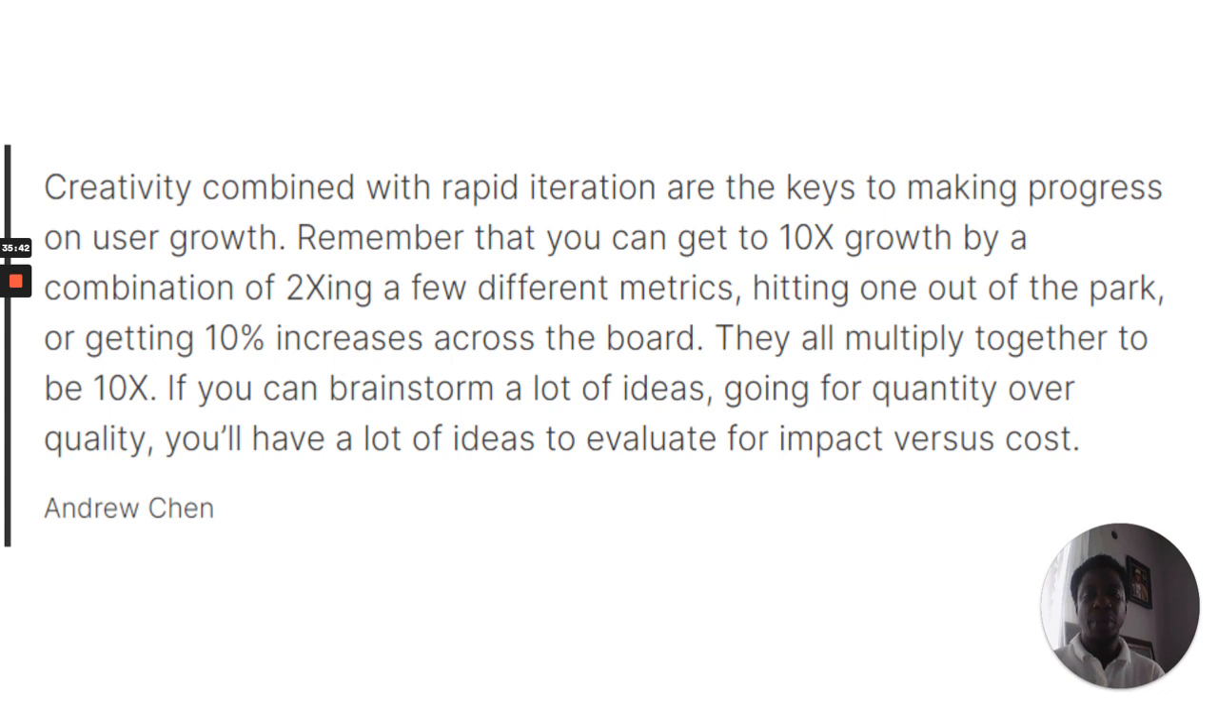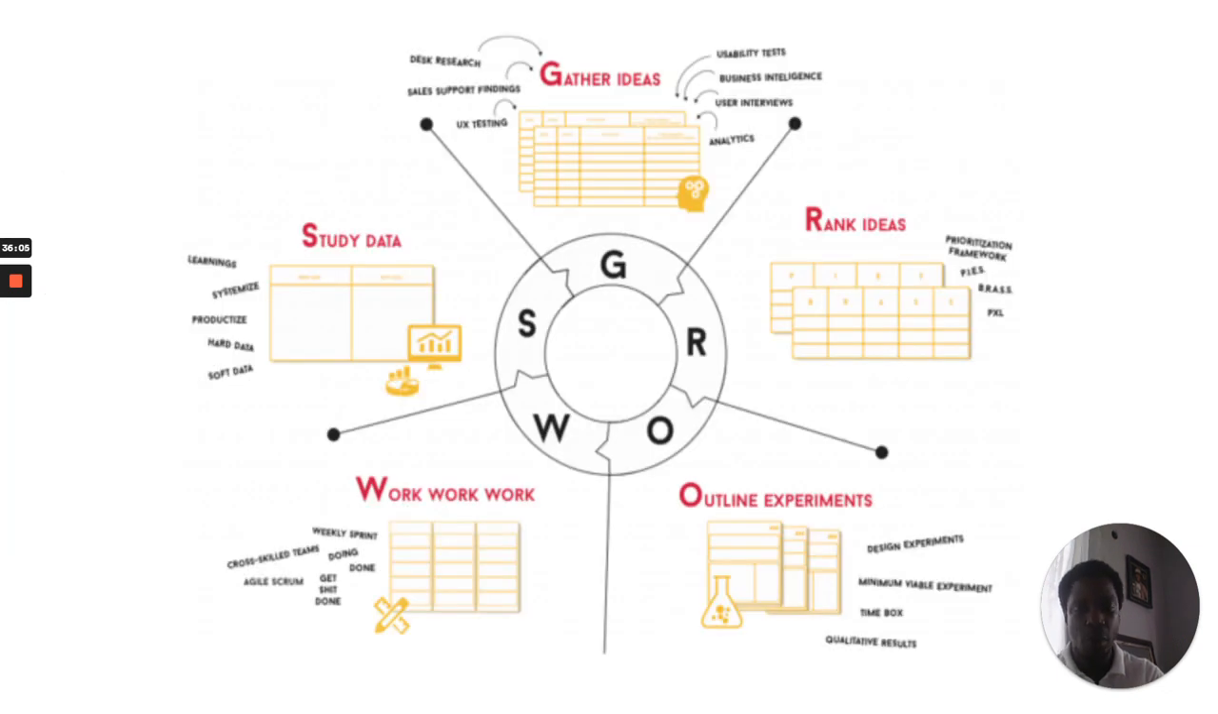So if you can brainstorm a lot of ideas, like I said, going for quantity over quality. I know people look for quality ideas, but we can help ourselves to know how to come to solutions also. You actually have a lot of ideas to evaluate for impact versus cost. So we should run an organization that helps people to be able to bring their ideas and solutions forward.